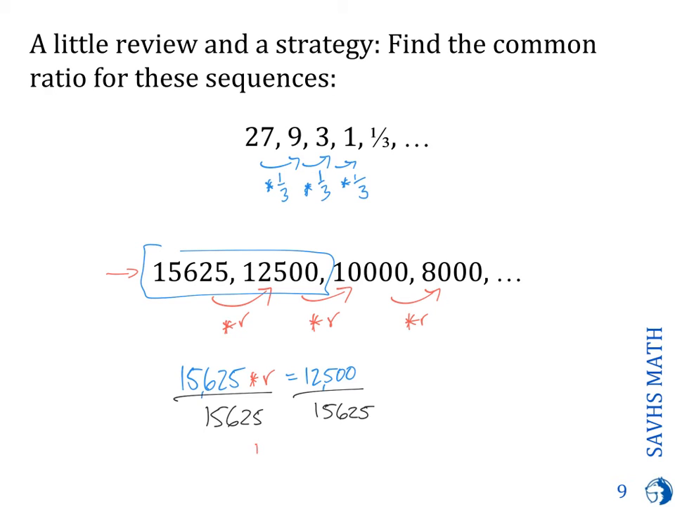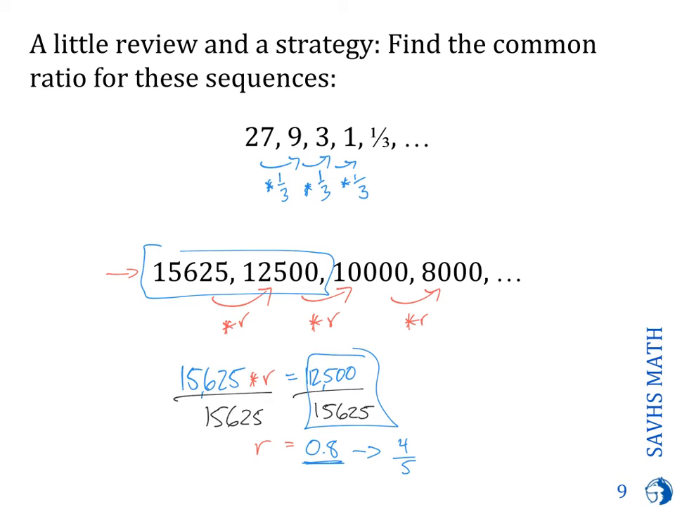So I can just write R equals, and now you have to do this in your calculator. What is 12,500 divided by 15,625? You probably got 0.8. 0.8 is the same as the fraction 4/5. So if you reduce this fraction, that works great. It's fine if you have 0.8.